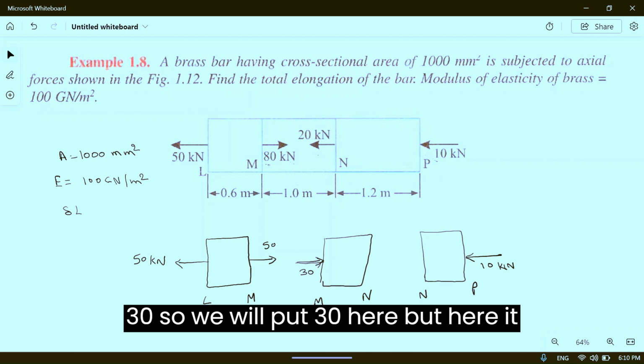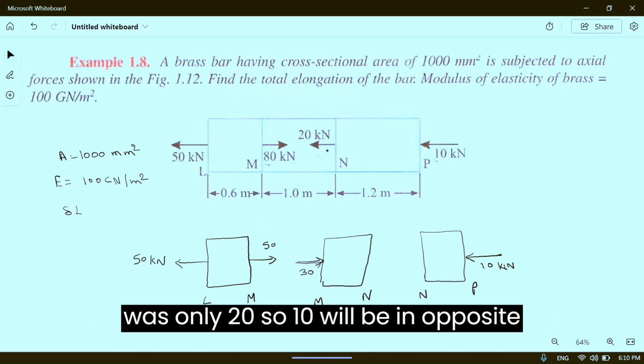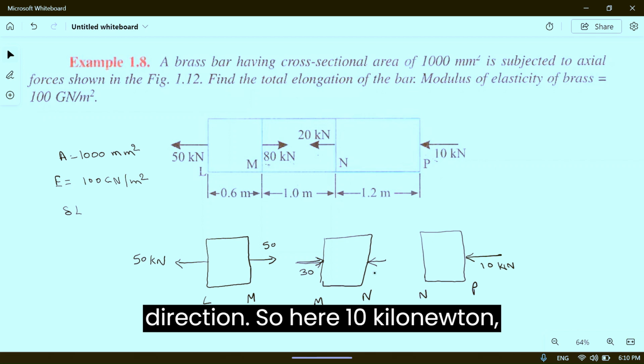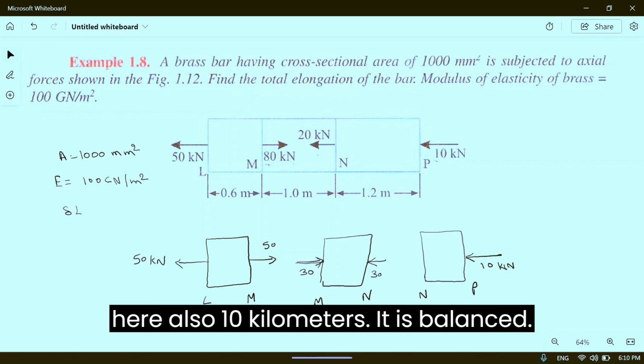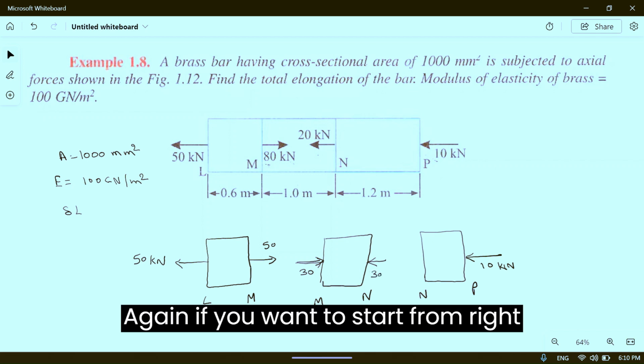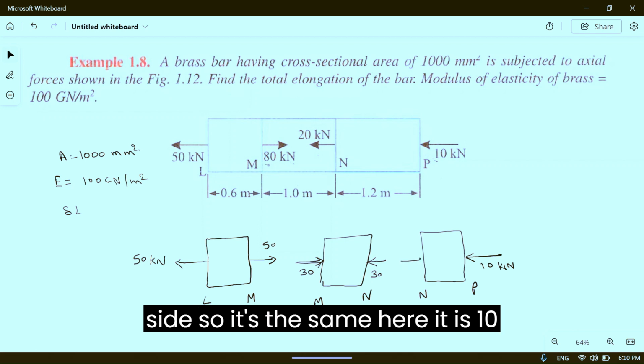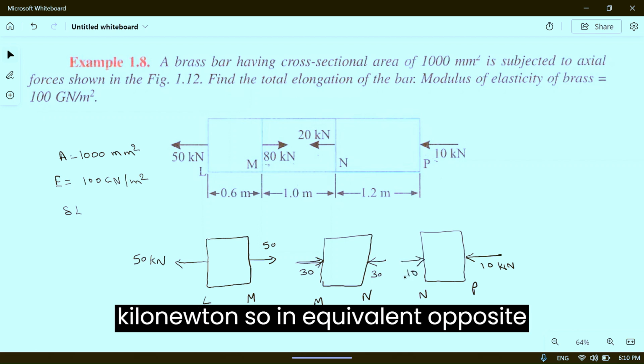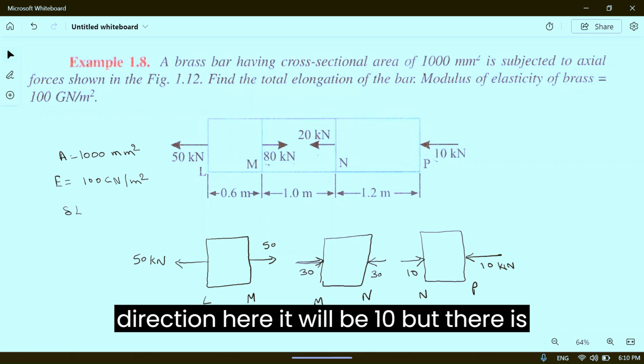So 30 kilonewton, but here you can see it is only 20 kilonewton. But to maintain equilibrium, here it is 30, so we will put 30 here. But here it was only 20, so 10 will be in opposite direction. So here 10 kilonewton, here also 10 kilonewton, so it is balanced.